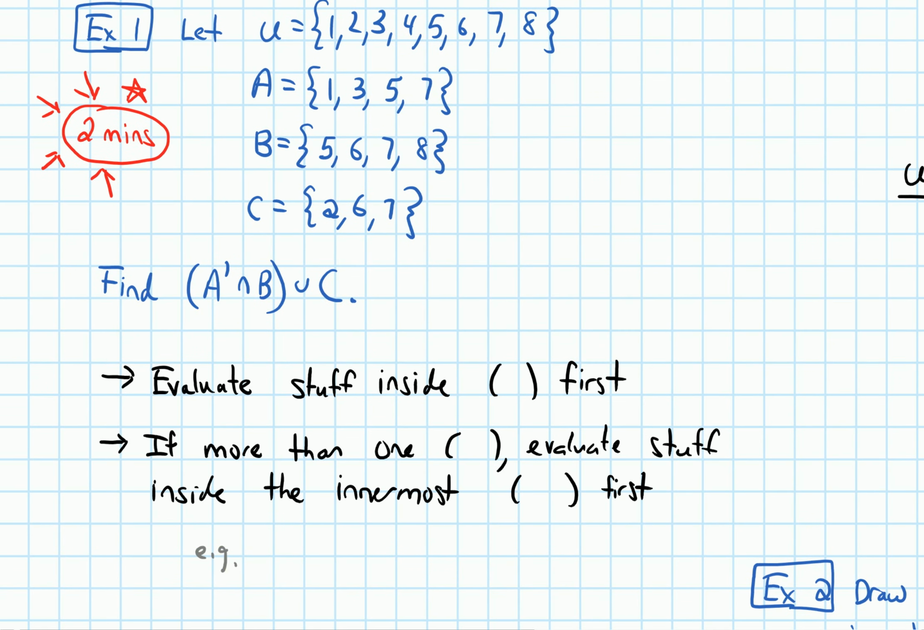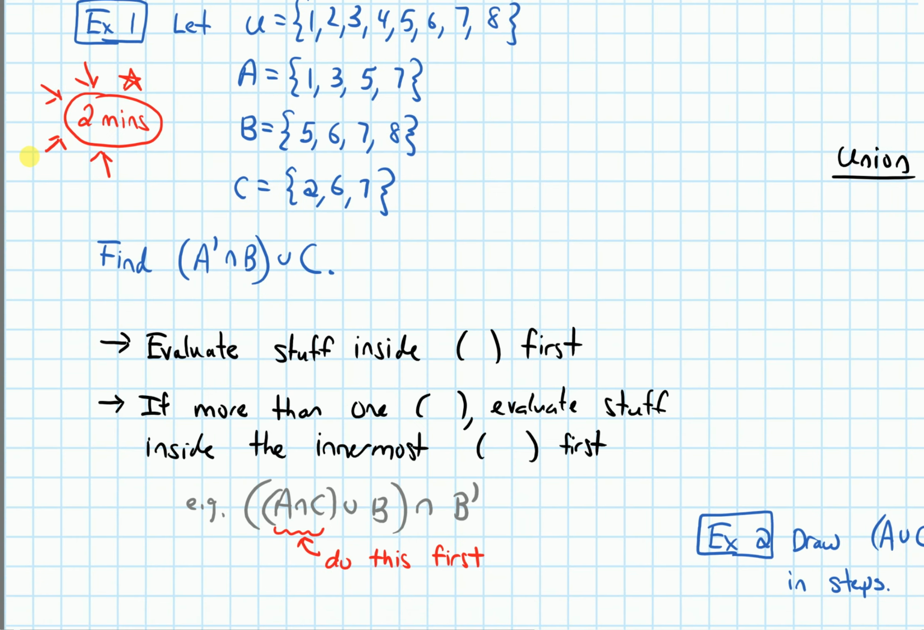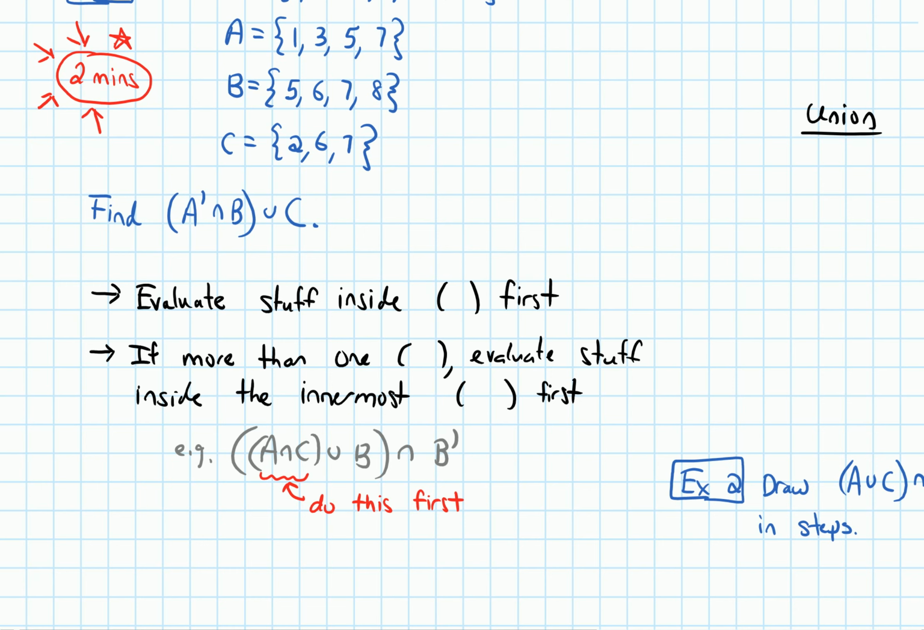Let me give an example. For example, if I had something like A intersected with C, in parentheses, union B, parentheses around that whole thing, and then intersected with B complement. There are two sets of parentheses here. The ones around A intersect C are the innermost ones, so we would do this first. Alrighty, so let's get started with our question now that we know that order of operations stuff.